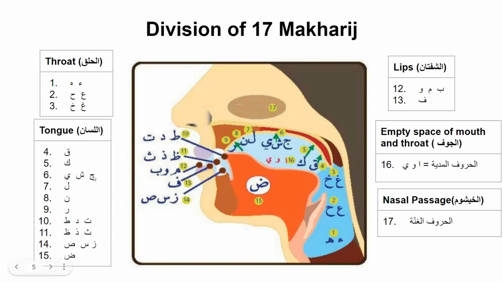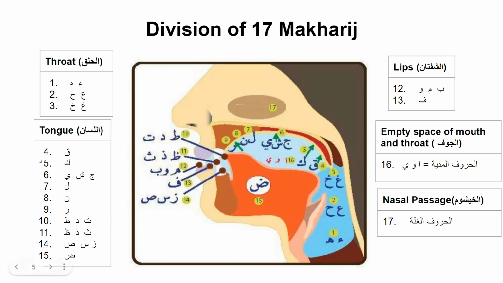Then we have number 6, jim, sheen, and ya. These 3 are over here. Then we have 7, lam. This is its own makhraj. 8, noon. This is its own makhraj. Ra has its own makhraj. And then also here we have letters. Number 10, ta, dal, and ta. They are all coming from the same place in the tongue, the tip of the tongue. Then tha, dha, and tha. All of these are from the same makhraj. They are grouped together under number 11 over here, also at the tip of the tongue.